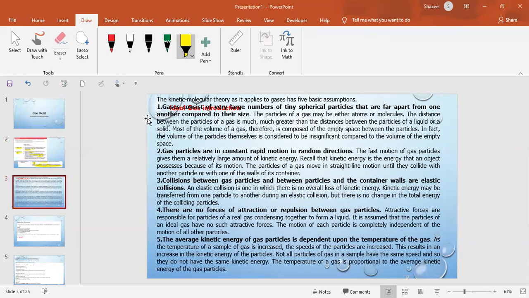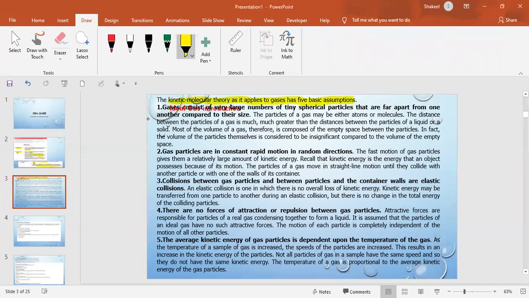Okay, let's move on to the assumptions of the kinetic molecular theory. There are 5 basic assumptions for gases. Assumption number one is that gases consist of a very large number of tiny spherical particles that are far apart from one another compared to their size. Its meaning is based on common sense: the gas consists of too many atoms and molecules, and they're very tiny. We can't see them. And the distance between the gas particles is much greater than the distance between particles in matter like liquid or solid.